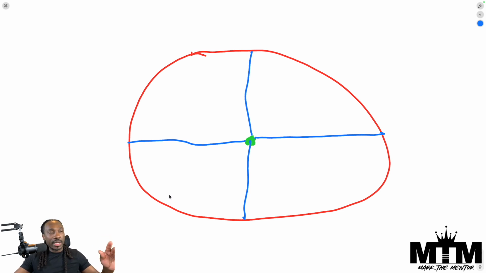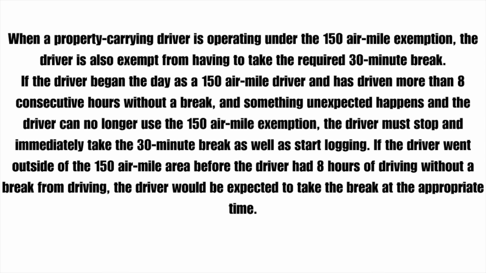It's as simple as that. All right, let's cover some of the most frequently asked questions and myths centered around this 150 air mile radius rule. The first thing is the 30-minute break. When a property carrying driver is operating under the 150 air mile exemption, the driver is also exempt from having to take the required 30-minute break.